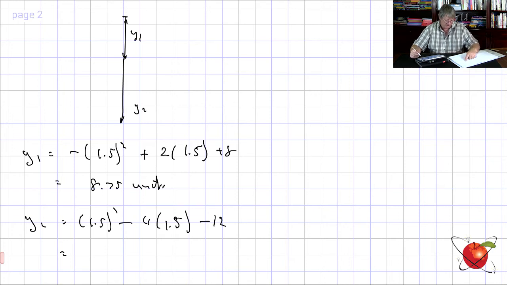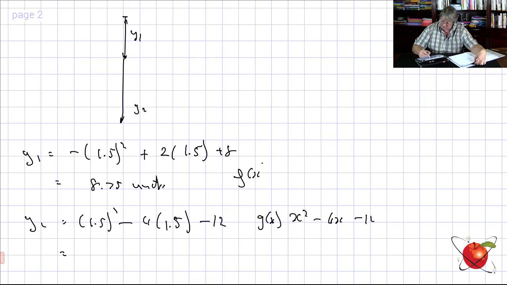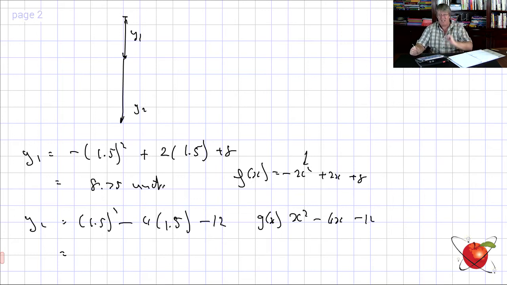f of x is going to be equal to minus x squared plus 2x plus 8. And this one is g of x, x squared minus 4x minus 12. I substituted into that. Why? Because I'm trying to find, given x, the y. Find the height at that point. And I get over here, for my answer, minus 15.75.